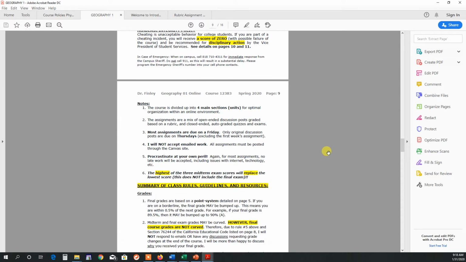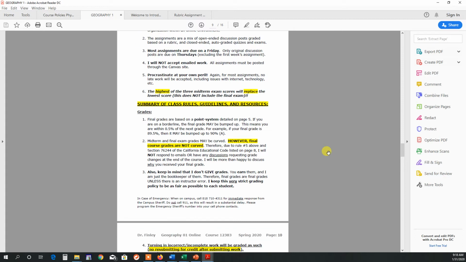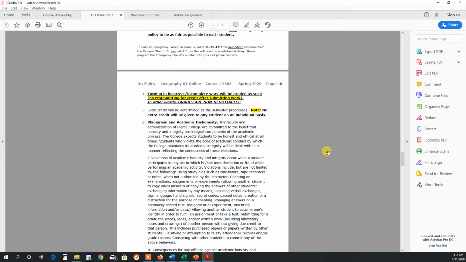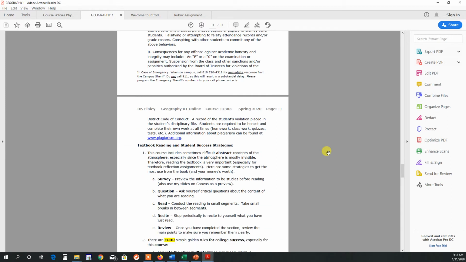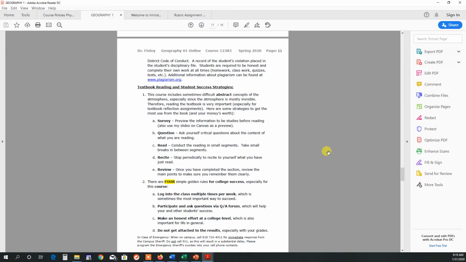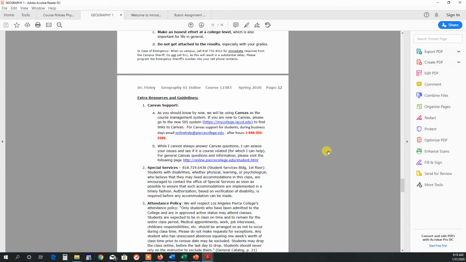On page 9, I give you some pointers, some notes on how I'm organizing the course and how procrastination will not work for this course. And also note that the highest of the 3 midterm exam scores will replace the lowest, but that does not include the final exam. So I also then give a summary of some of these rules, guidelines, and resources. So please read this. Also read what plagiarism is, because it is not tolerated in my class or even just at Pierce College in general. I provide some textbook reading and success strategies, golden rules for college success, extra resources that don't just come from this course, but from the college itself.